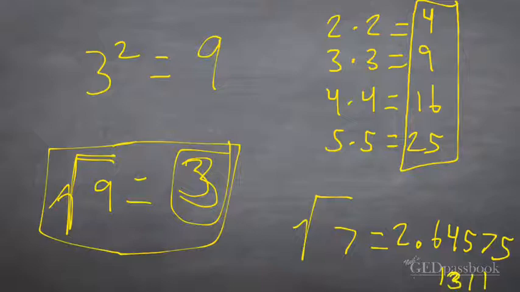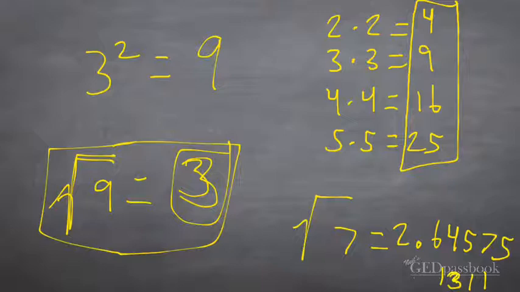It is 2.645751311. If you were to get that number and multiply it by itself, 2.645751311 times 2.645751311, yes, it would come out to 7.